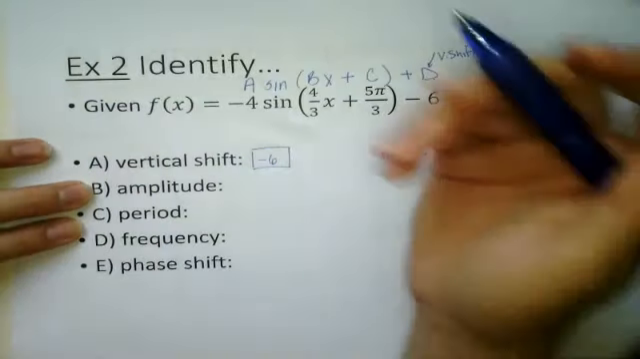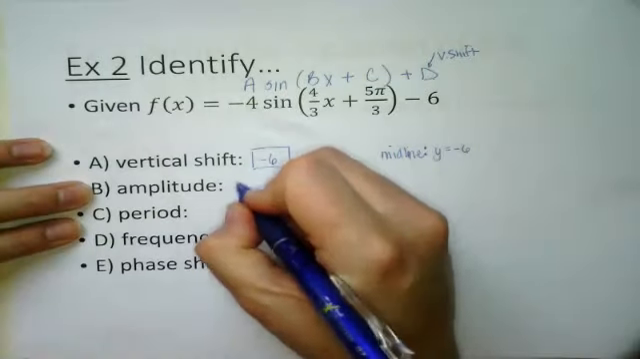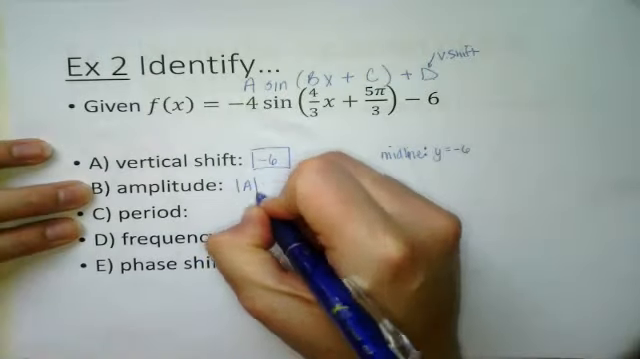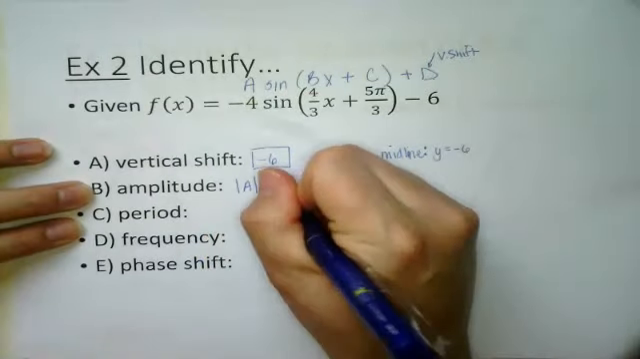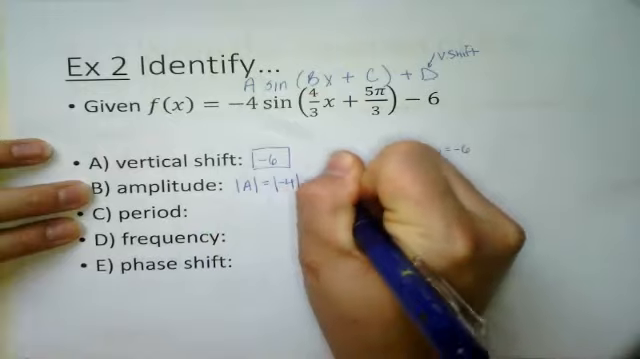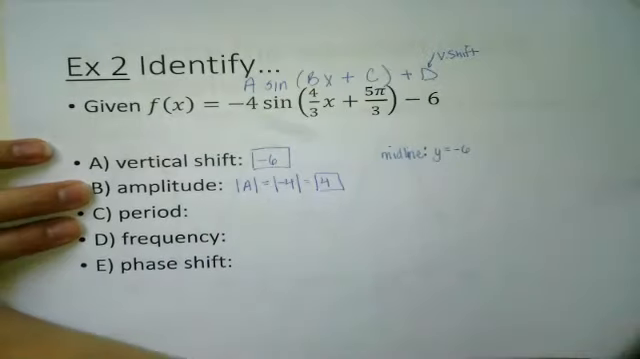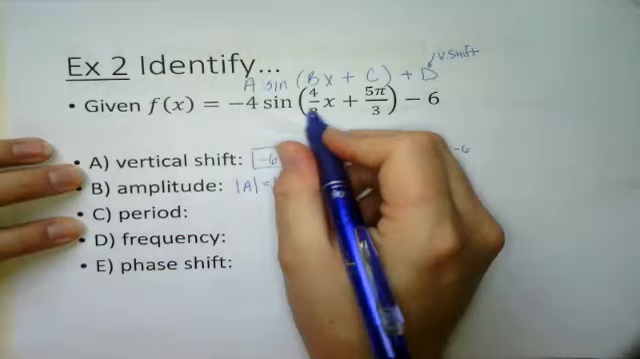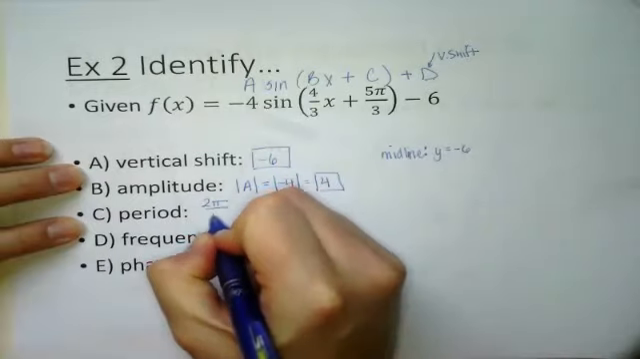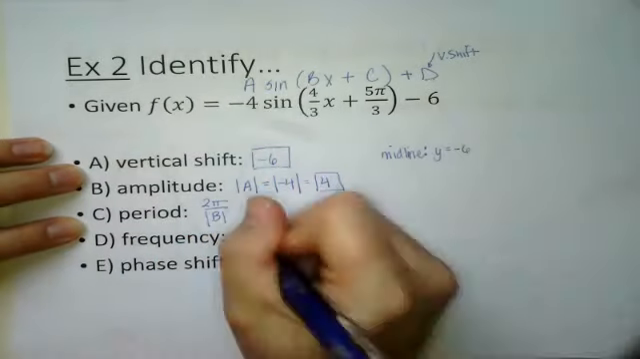The amplitude is the absolute value of whatever the A value is. And so in this case, it's the absolute value of -4, which is just 4. So our amplitude is 4. Period, when you're given an equation, is 2 pi over the absolute value of B.